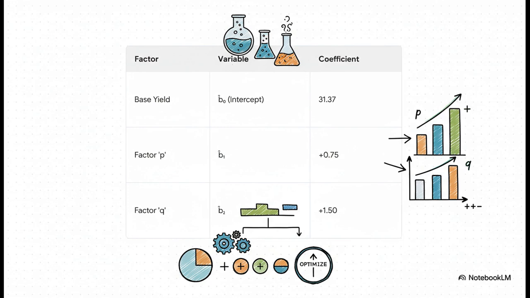So let's look at this real example. Say a chemist wants to model a process yield. The model gives a base yield of 31.37. Then it tells us that for every 1 unit bump in factor P, the yield goes up by 0.75. And for every 1 unit increase in factor Q, the yield goes up by 1.5. And just like that, we have a clear, actionable formula to optimize this entire process.